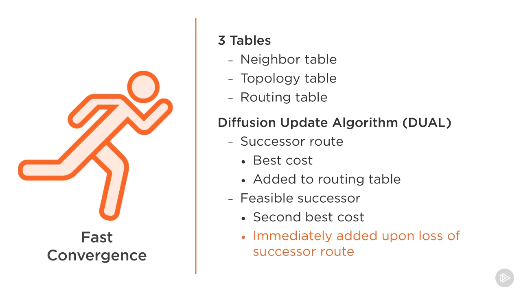So should there be two routes in our topology table that are destined for the same network, the DUAL algorithm will add the successor route to the routing table. Should we lose the successor route, the feasible successor gets added then to the table immediately. In my opinion, successor usually means it's the next thing to come, right? So if we have a president, the successor president is the one that comes next. Here, we're talking about a successor route, and in EIGRP that means the best route. The feasible successor here is the second best route.